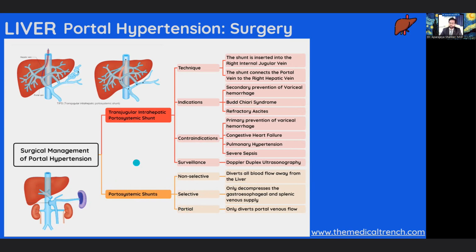Now, the point here is that we generally divide portosystemic shunts into three types. You have non-selective, which diverts all the blood flow that is coming by the portal vein directly into the IVC. Then you have selective ones that are used only to decompress certain sections. So, for example, the gastroesophageal and splenic venous supply. Like in this picture here, this is a gastroesophageal plus a splenic venous supply shunt.